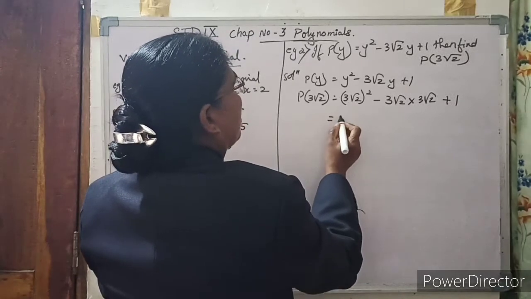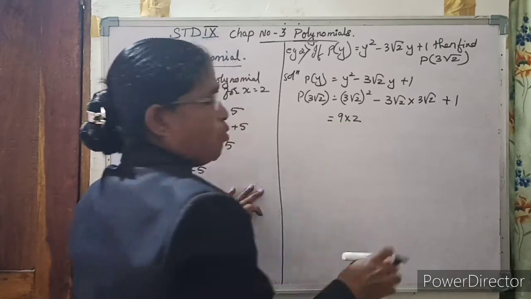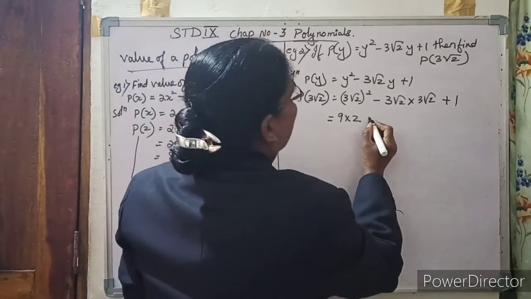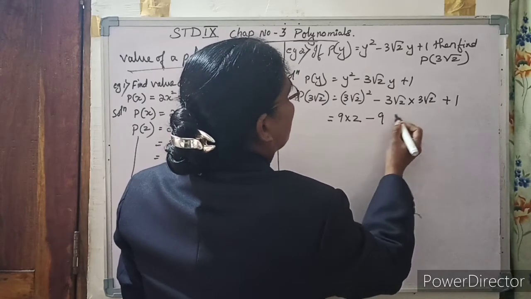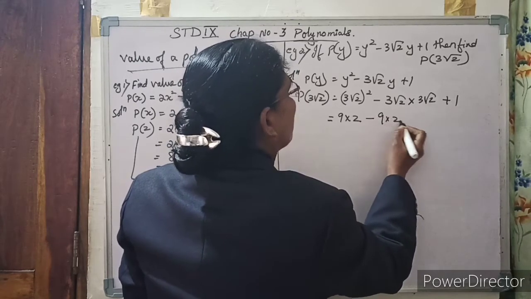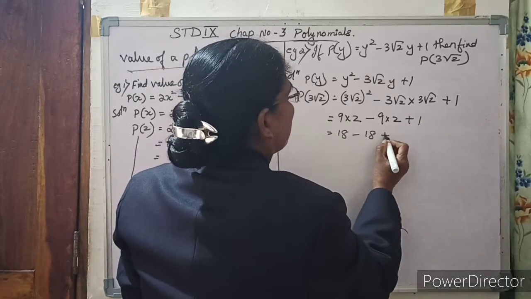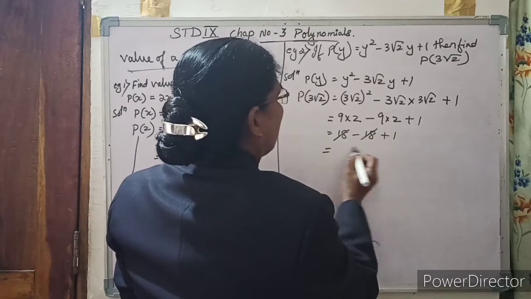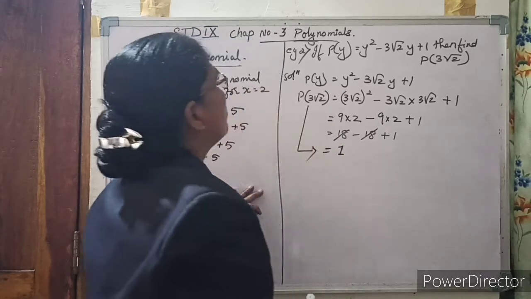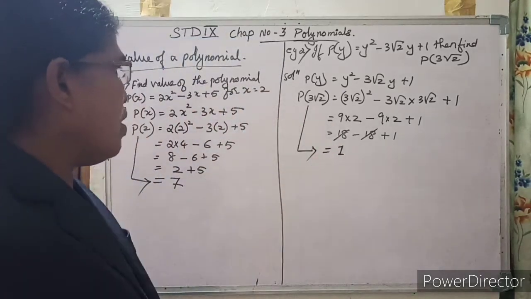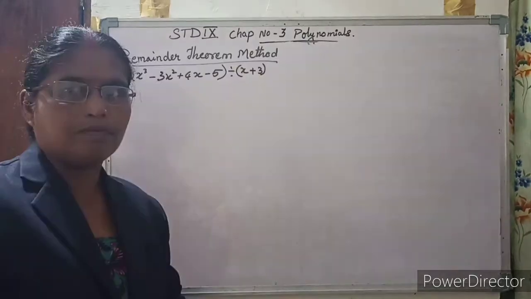So 3 square is 9 into root 2 square is 2. Minus, then 3 times 3 is 9, root 2 into root 2 again is 2, plus 1. So 9 twos are 18, minus 18 plus 1. Plus 18 minus 18 cancels, so we are left with only 1. So p(3 root 2) is equal to 1. This is the value of the polynomial. In this way we find it.